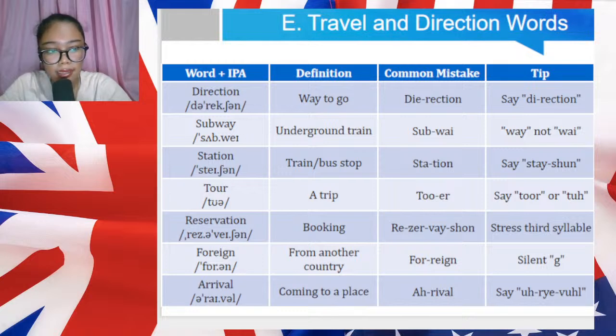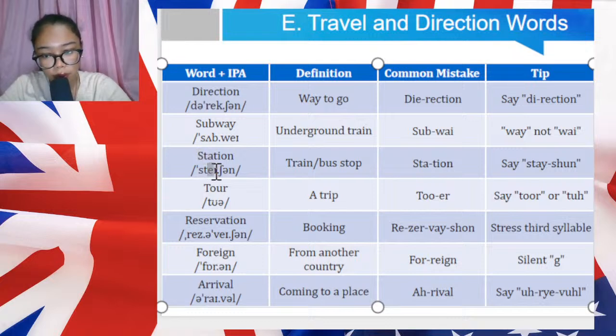Next, we have station. Again, station. The first syllable is sta, which is pronounced as the word stay. So basically, the word stay. That's how you pronounce the first syllable in this word. There is a clear diphthong here. All right. The second syllable is shon, like shun, like shon in direction.